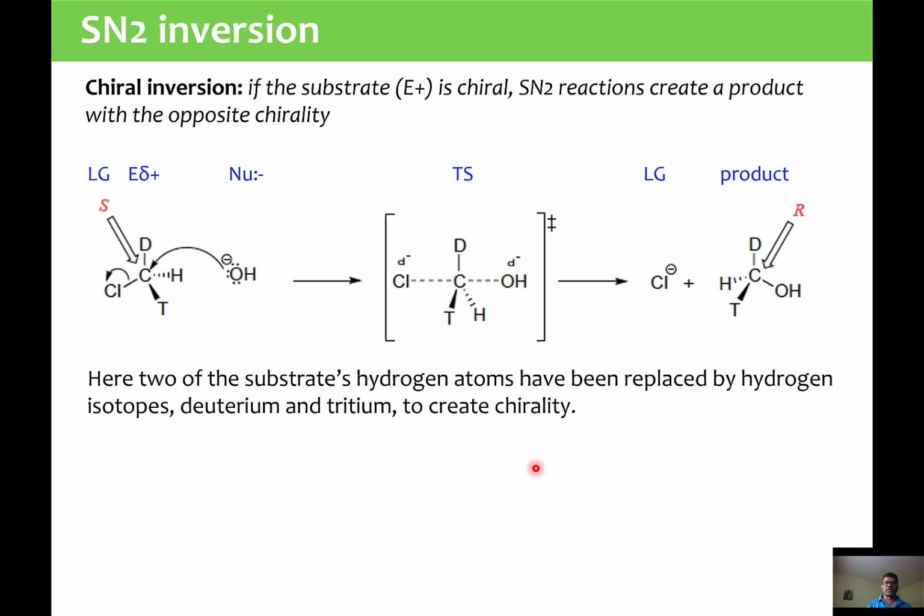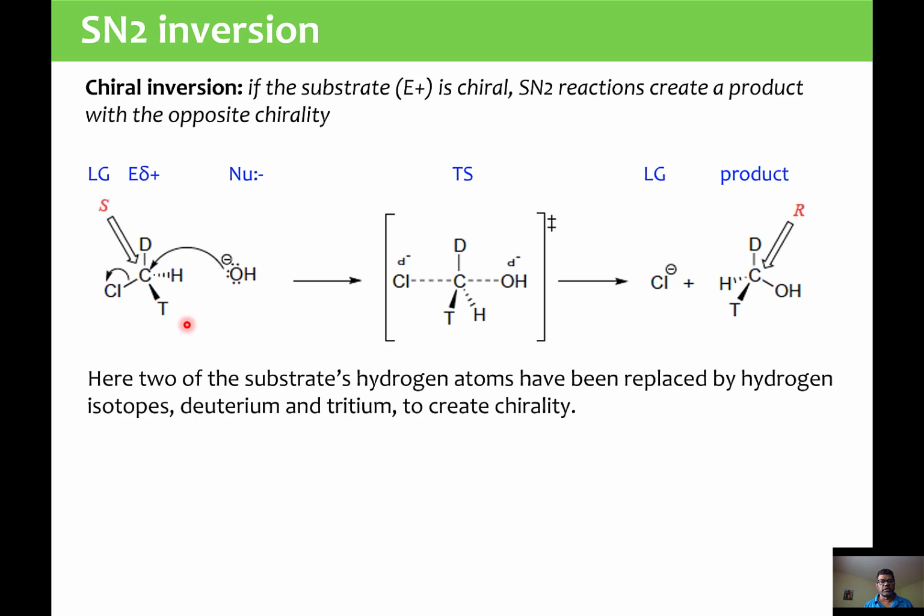Now, another really important part that I mentioned, biologically super important, is the chiral inversion, right? So what happens here? I have the backside attack from the nucleophile, the chlorine leaving group goes away, and yeah, a typical transition state, and we get the product. Now look at the magic here. S is marked here, R is marked here. Let's see whether it's true.